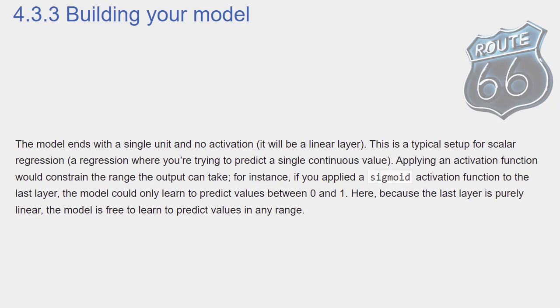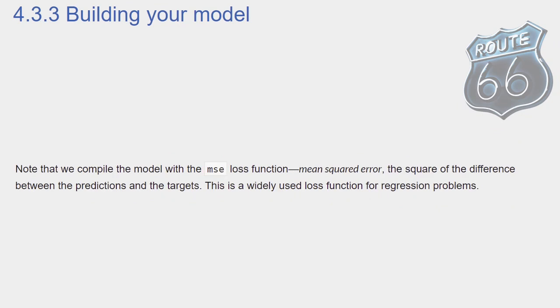Applying an activation function would constrain the range the output can take. For example, if you applied a sigmoid activation function to the last layer, the model could only learn to predict values between 0 and 1. Here, because the last layer is purely linear, the model is free to learn to predict values in any range.